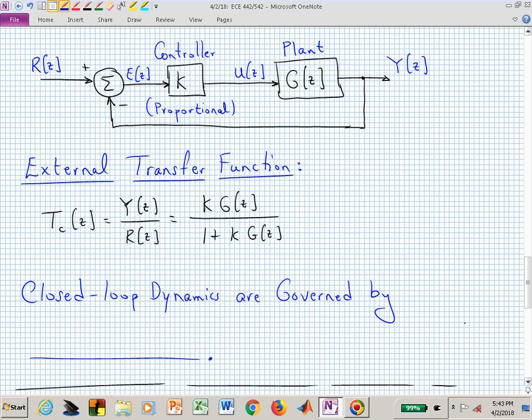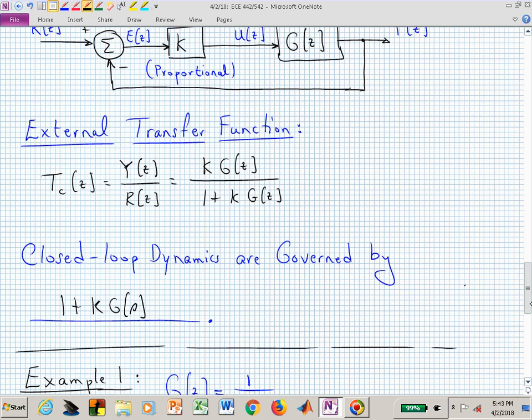The poles of that transfer function. And what's going to give us the poles? Well, if we focus on the denominator expression, that's going to tell us what the dynamics are doing. In this case, I was looking for an answer of 1 plus KG, the denominator expression. That's what governs the dynamics.